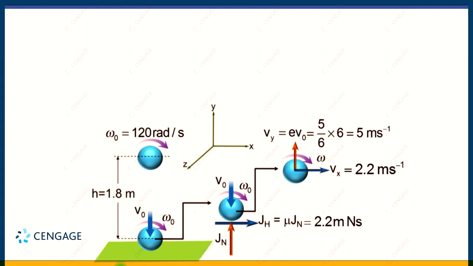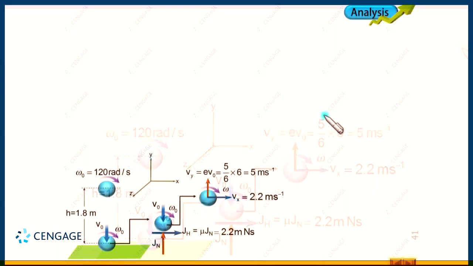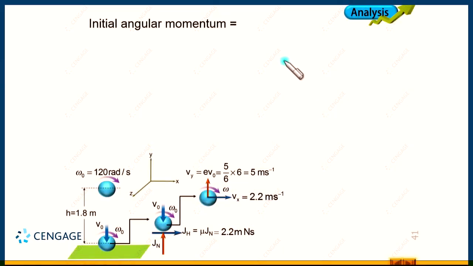We know the sense of rotation is clockwise. For calculating the direction, we use the right hand rule. We fold our right hand fingers in the sense of rotation, that is clockwise. So we can observe the thumb is into the screen, that is the minus z direction. That means the initial angular momentum of the ball just before collision is I omega naught minus k cap. This is the initial angular momentum, right?